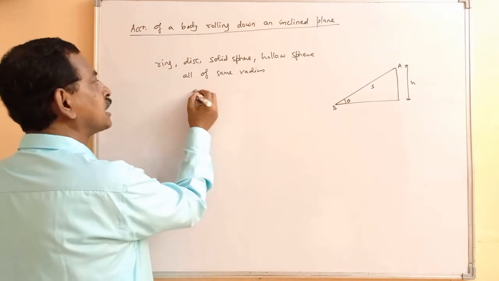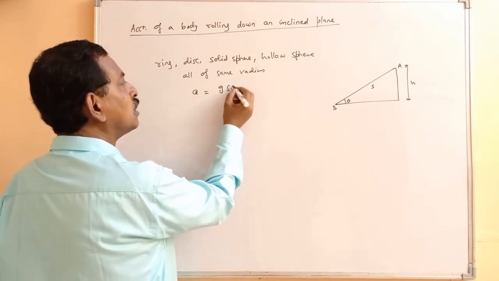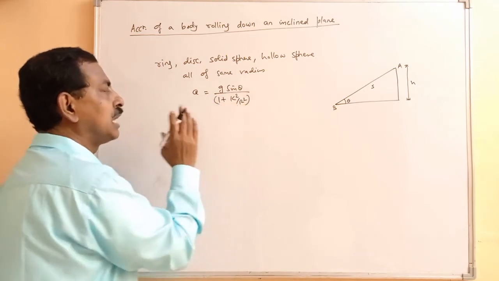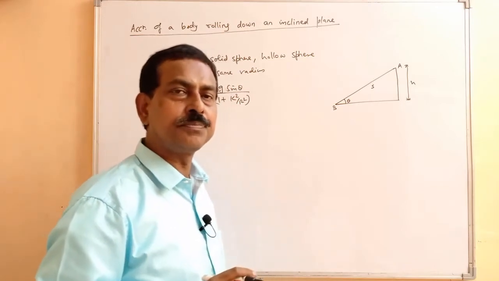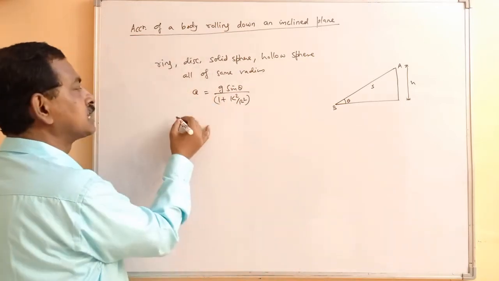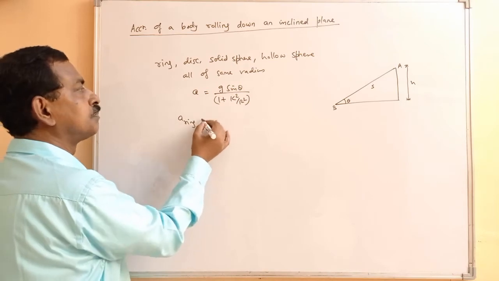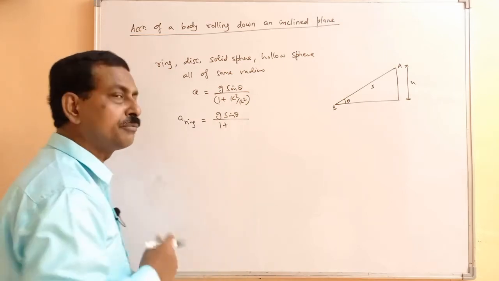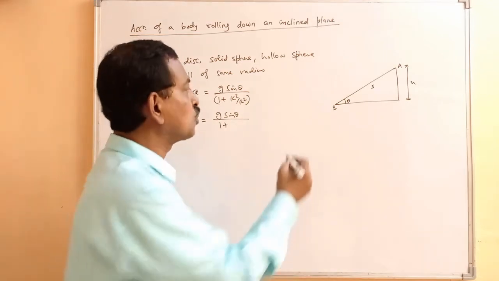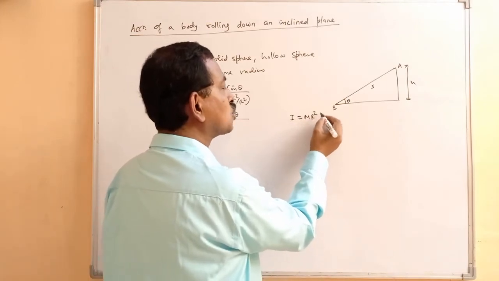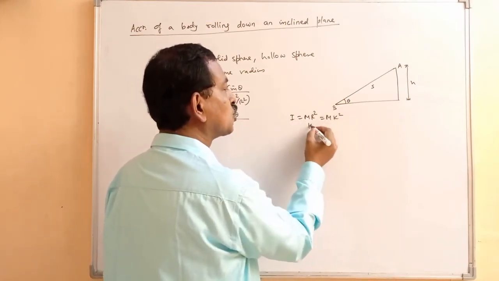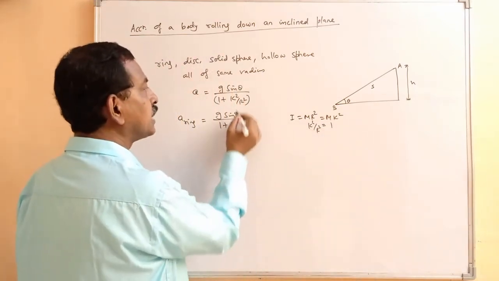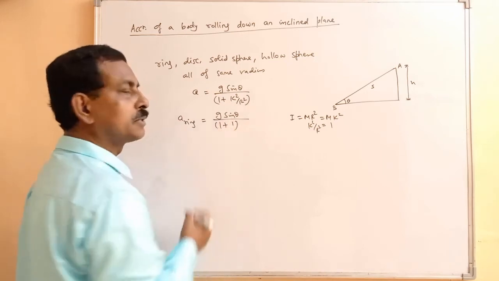So the general expression for acceleration is g sine theta by 1 plus k square by r square. This is the acceleration of the body rolling down an inclined plane. Let's take the different cases. Acceleration for the ring is g sine theta by 1 plus... What is the moment of inertia of the ring? It is mr square. I is mr square, that we can write as mk square. That means k square by r square will be 1 here.